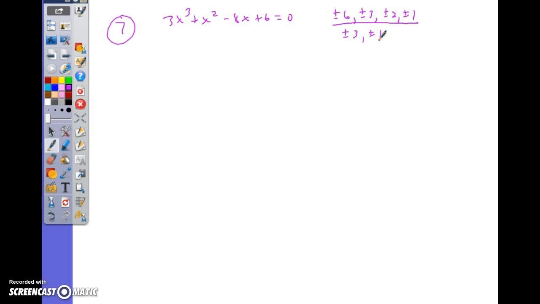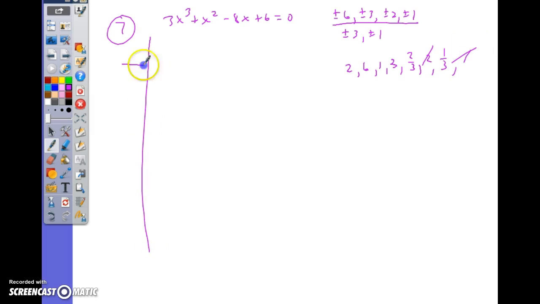Now, it's a little confusing, so what I'm going to do is list them all out. 6 divided by 3 is 2, 6 divided by 1 is 6, 3 divided by 3 is 1, 3 divided by 1 is 3, 2 divided by 3 is 2/3, 2 divided by 1 is 2. I already have a 2, so that's a waste of time. So I got 1 divided by 3, and 1 divided by 1. I already have a 1, so that's a waste of time.